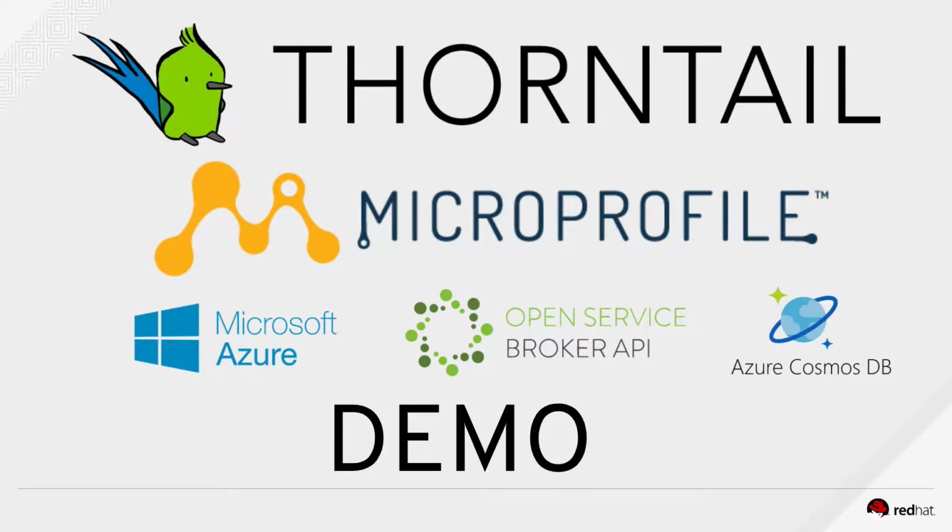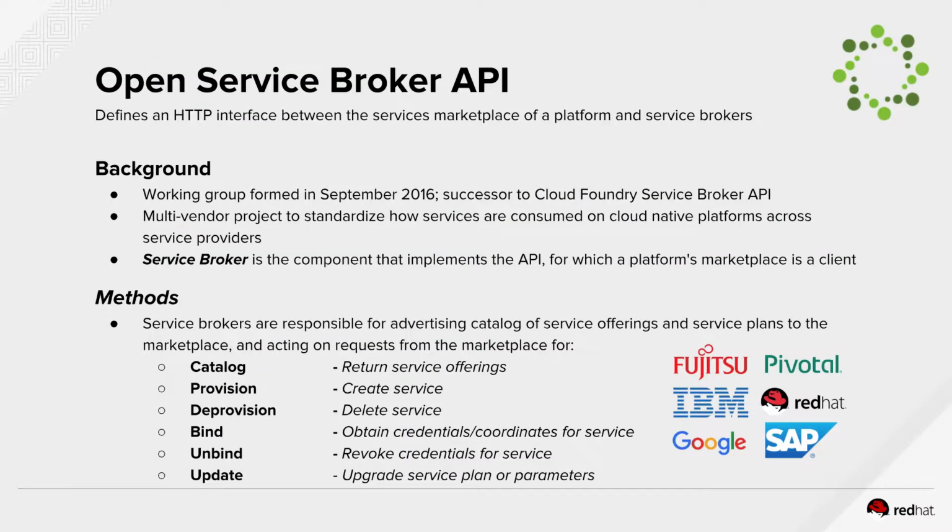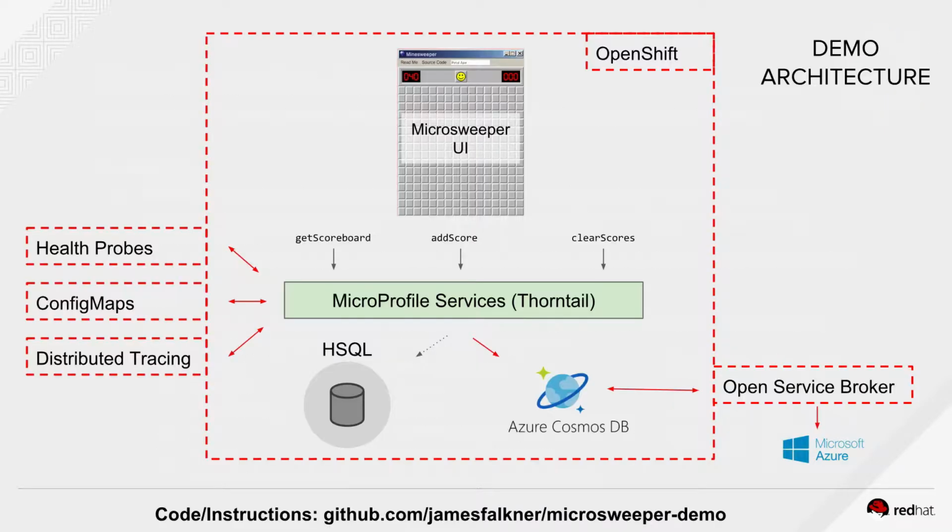In this demo we're going to show how MicroProfile applications integrate with third-party services through the Open Service Broker in OpenShift. The Open Service Broker API defines an abstraction through which applications can access and use any number of services available across cloud platforms. The OpenShift Service Catalog exposes services directly through this API, and so in this demo we're going to provision an instance of Microsoft Azure's Cosmos database service. We'll then dynamically link the service to our application.